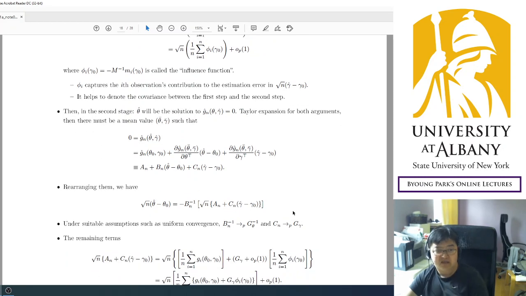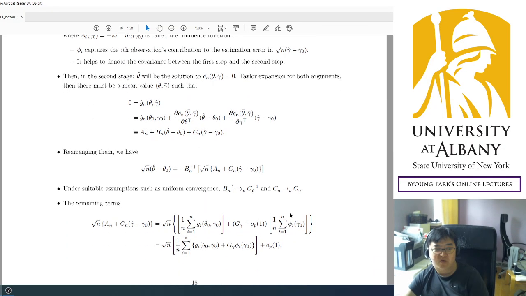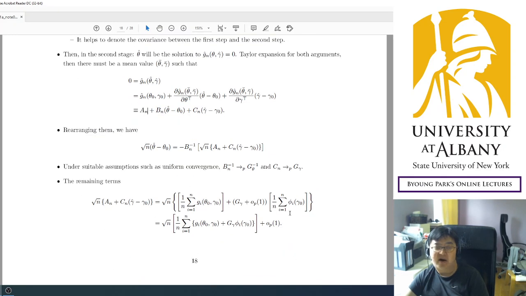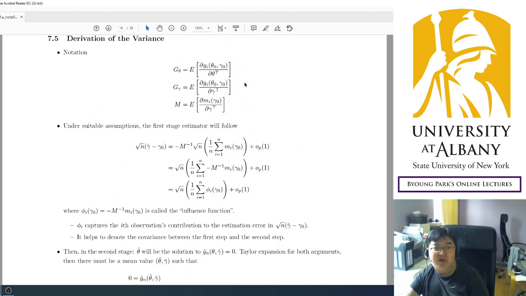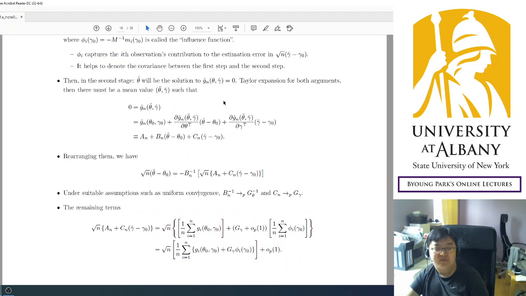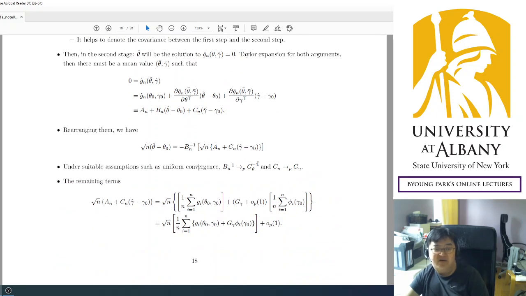And under the assumptions that we studied earlier, I am not going to go into detail about the assumptions. Anyhow, under those assumptions, you can show that this will converge to a constant matrix inverse. So Bn will converge to this guy. We already defined the derivatives, expectations of derivatives here. So using these, you can show that Bn inverse goes to something, Cn goes to something, and as a result, this is what we have.